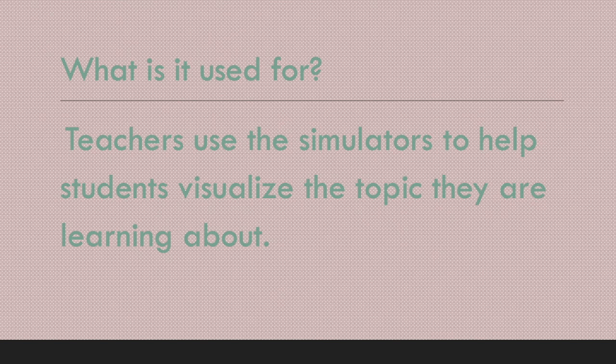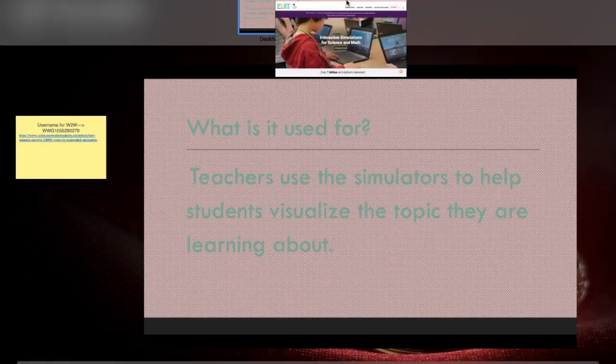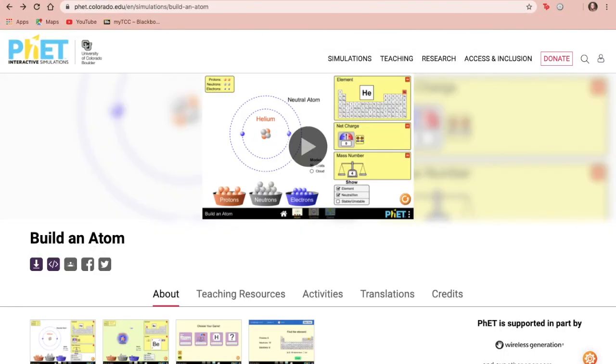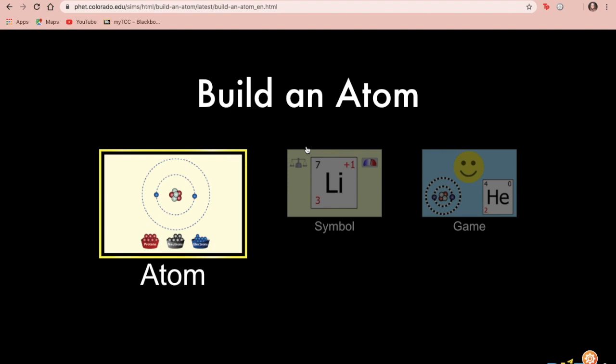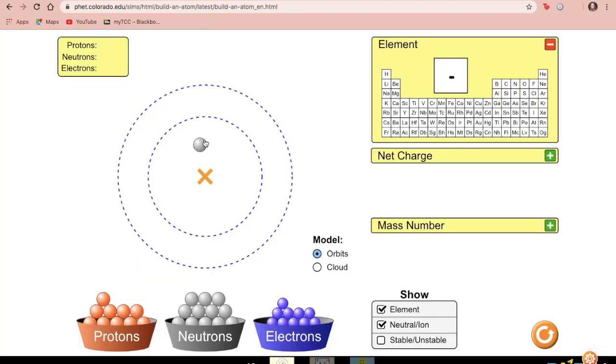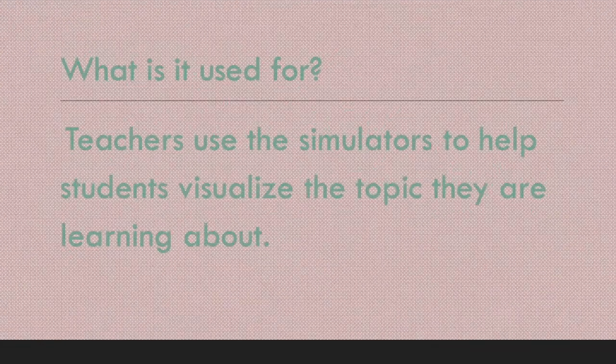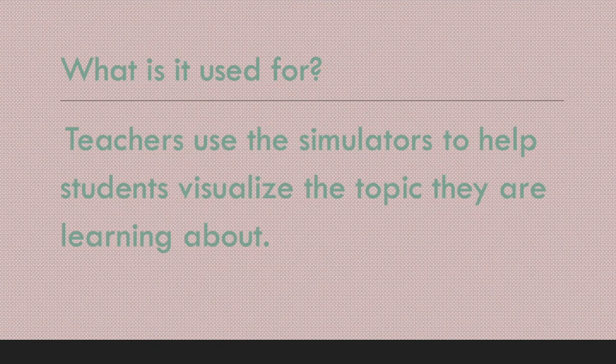What is it used for? Teachers use the simulators to help students visualize the topic they are learning about. So for example, I went to phet.colorado.edu, I clicked on chemistry, and then I clicked on atoms and load. Then you just play around with the atom, and it tells you if it's an ion, if it's neutral, what atom it is.